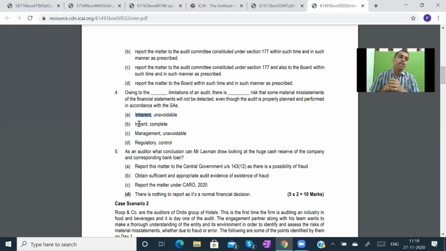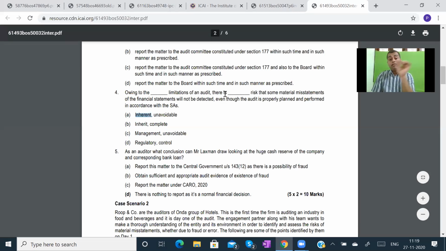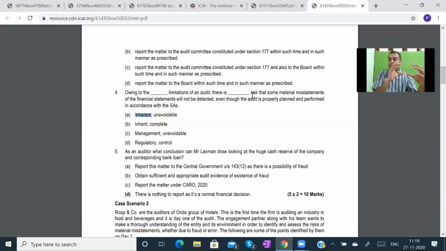This is how you should write MCQs. See how easy it is. You know that it is inherent limitations. Then B is wrong, C is wrong, D is wrong. Then what is correct? 1 is correct. Now put 1 in that blank and see whether the sentence is proper. "Due to inherent limitations of an audit, there is unavoidable risk that some misstatements in financial statements will not be detected." Correct. So what is the answer for 4th question?